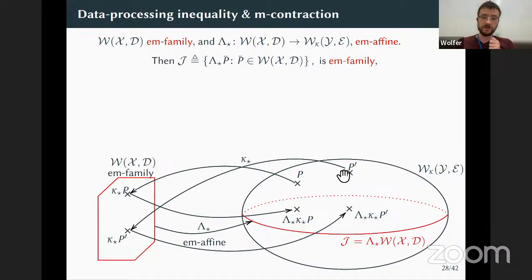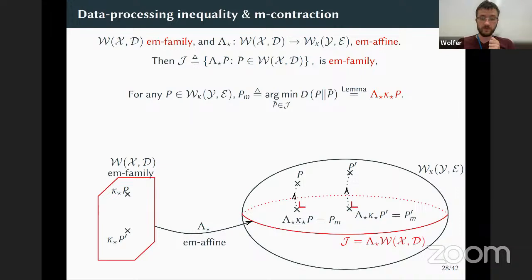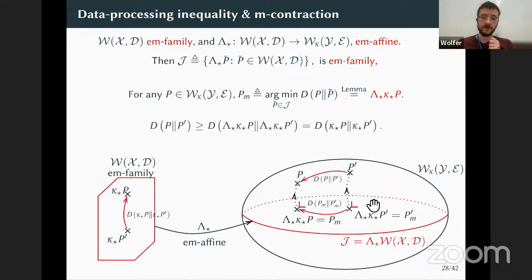So what I did is I moved P and P tag to this particular J. Now, this operation corresponds exactly to taking the M projection of P onto J here and of P tag onto J here. And what is more, we contracted the divergence from P tag to P. So the divergence from P tag to P is larger than the divergence from this projection to this projection.